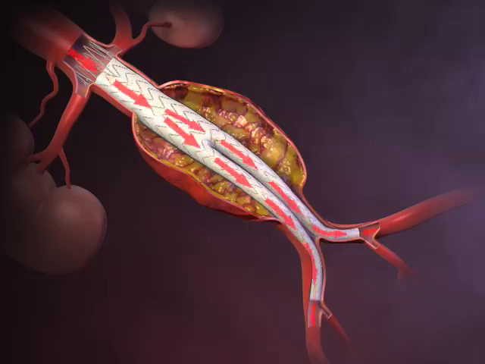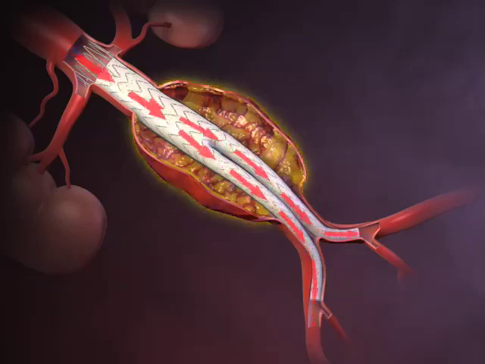Endovascular abdominal aortic aneurysm repair is intended to relieve further pressure on the aneurysm and reduce the risk of further dilatation or rupture.